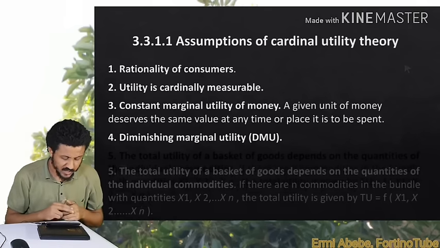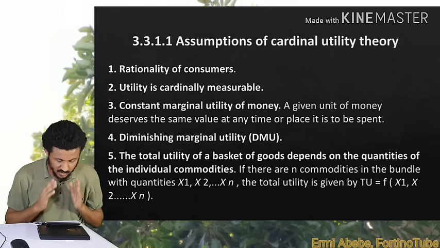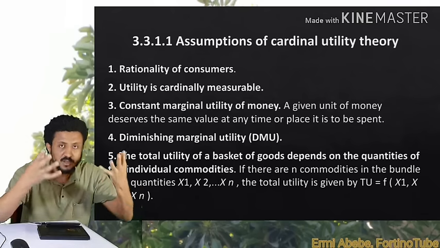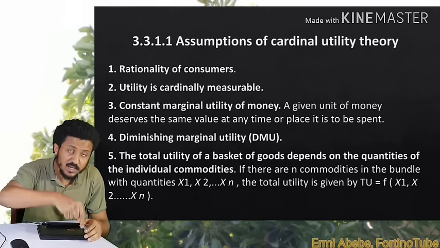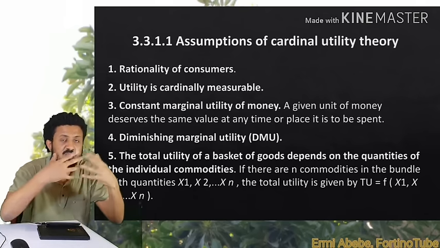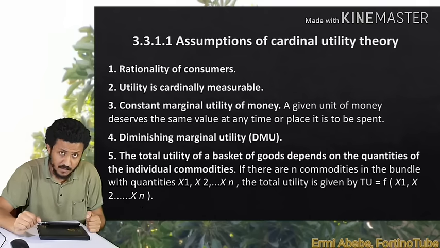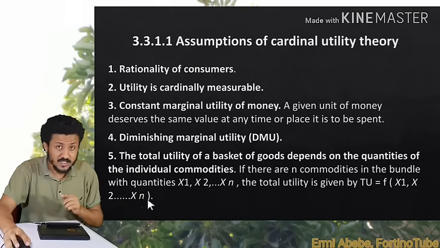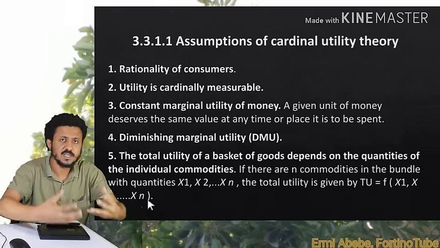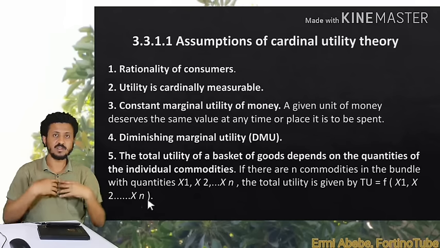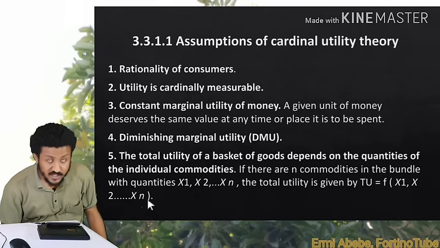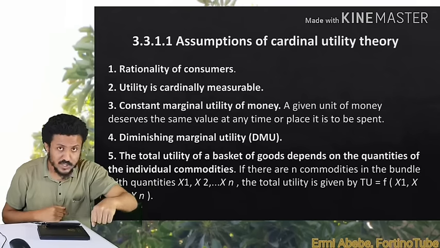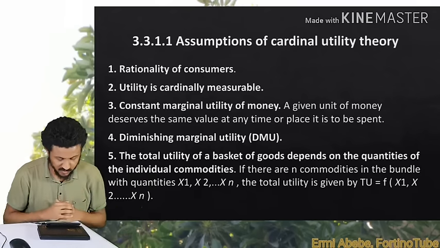Finally, the total utility of a basket of goods depends on the consumption of each item inside the basket. The satisfaction we derive from each commodity in the basket, added together, gives the total utility from consumption of a given basket of goods. Is that clear? That is what we mean.